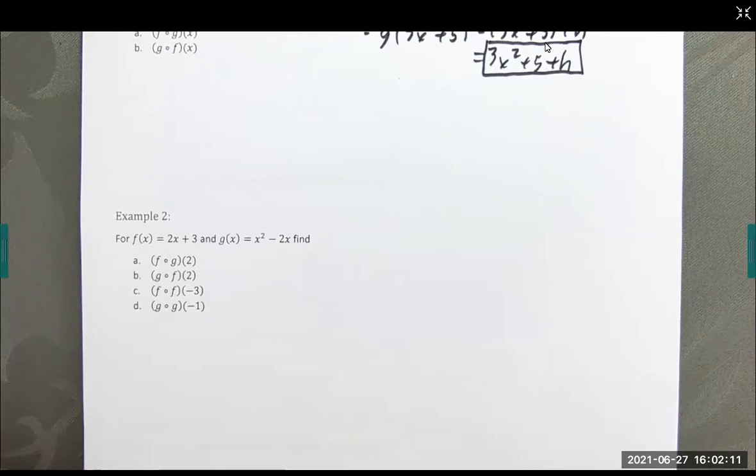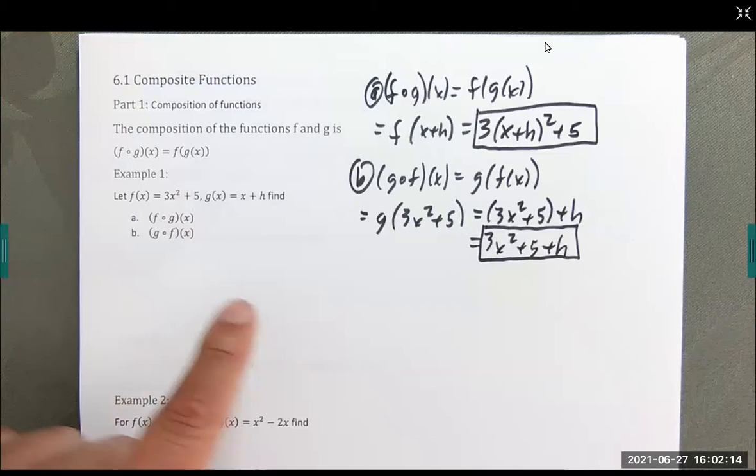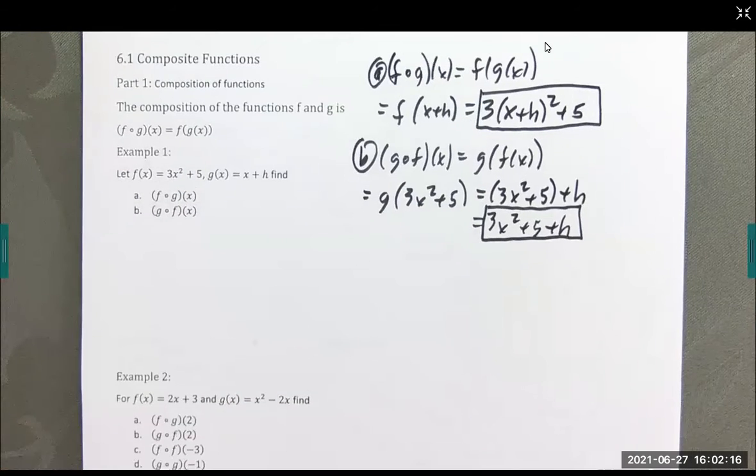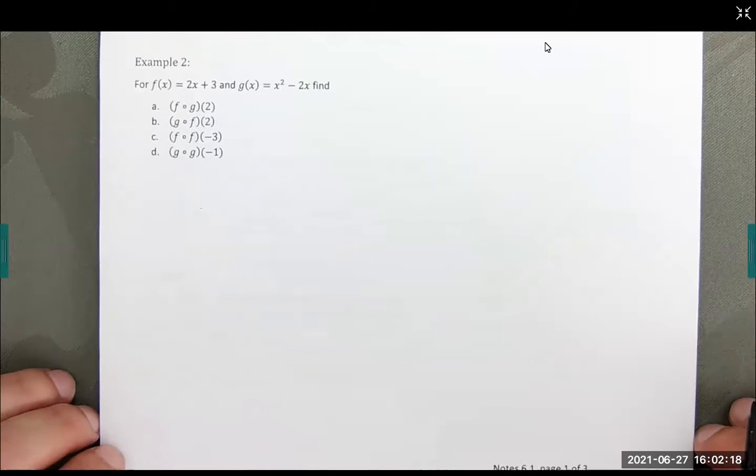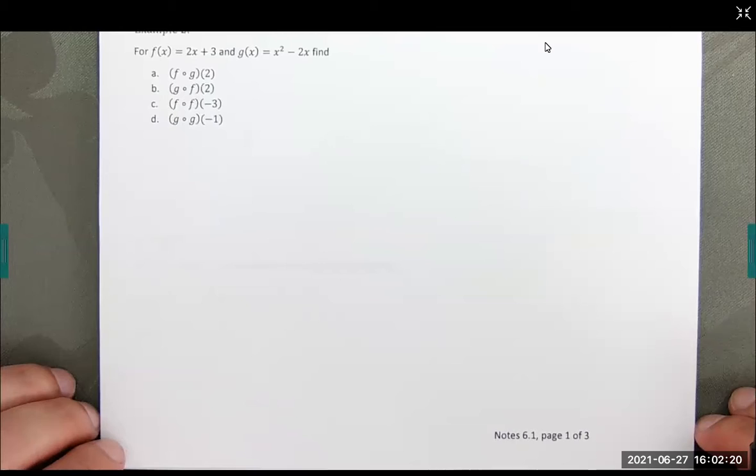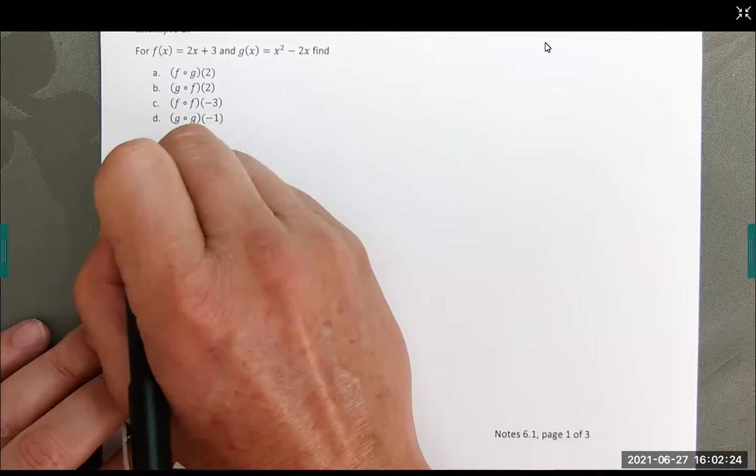Now, for these, we left it in terms of x, as functions of x. We can also do these composite functions and evaluate them at specific values. So let's start with A here.